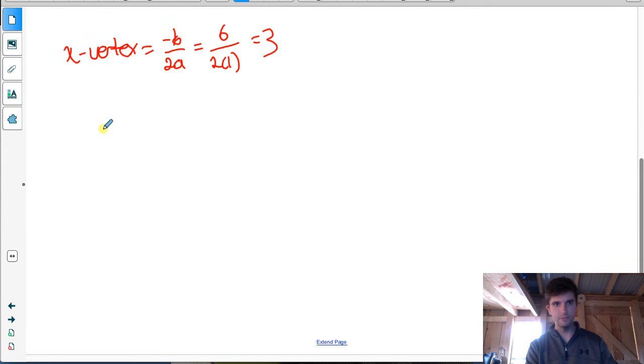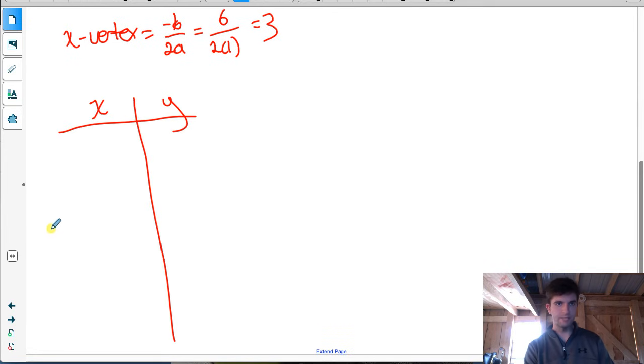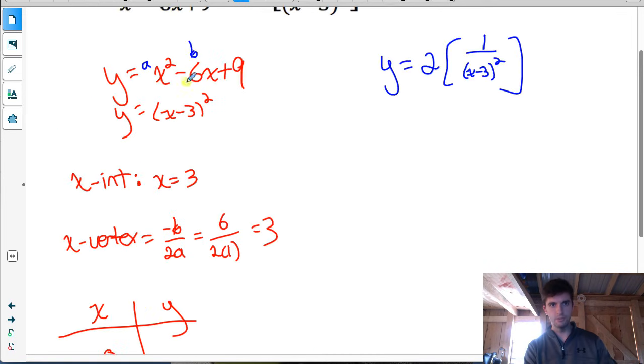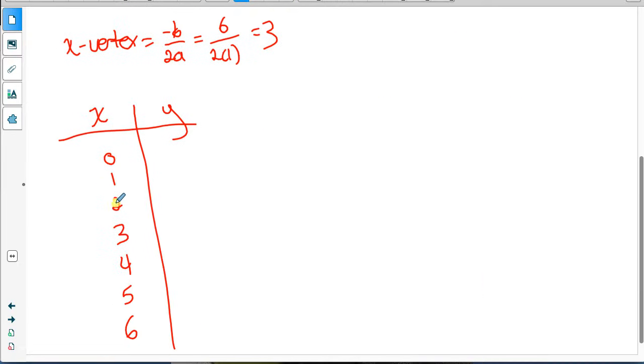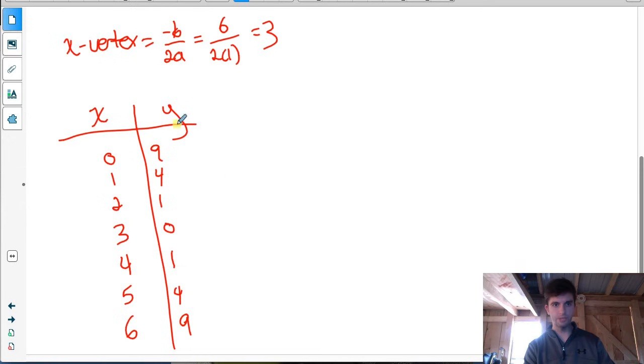So when I make its table, make sure you put the x-intercept and the vertex right in the middle, so 3. And then I'll choose some points on either side. So how about 2, 1, 0, and 4, 5, 6. Plug each of those in to this equation, and we'll get the y values to go with each of them. Okay, so this is what the quadratic would look like.